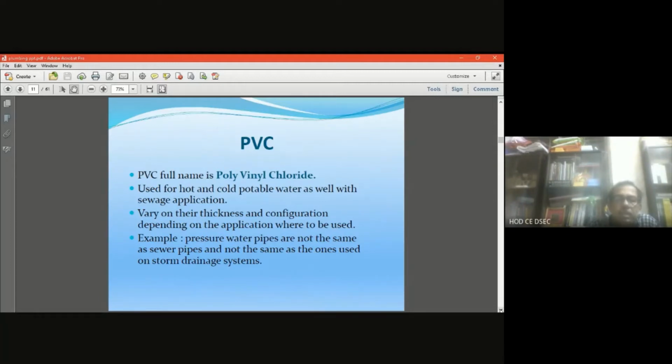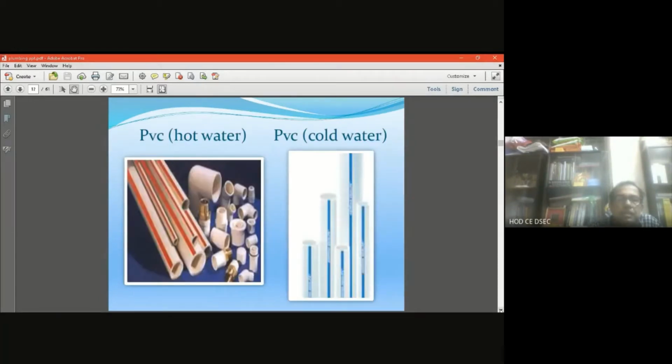Now, it varies in thickness and configuration depending on the application. For example, pressure water pipes are not the same as sewer pipes, and not the same as the ones used in a storm drainage system. So for hot water lines and drinking water lines, CPVC pipe is used. For bathing, simple PVC can be used, and sewer pipes may be UPVC, soil pipe or UPVC. So this is the PVC hot water pipe.